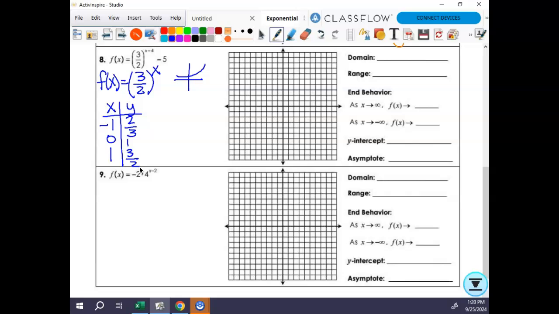I have 2 transformations, right? This -4 means my graph does what? Goes to the right 4, good. And this 5 does what? Down 5?